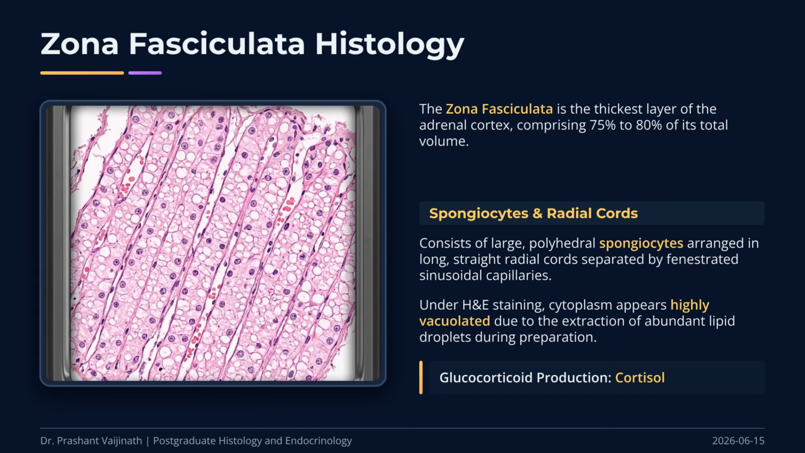The cytoplasm of these cells is rich in smooth endoplasmic reticulum and mitochondria with tubular cristae, characteristic features of steroid-secreting cells. Between the cords of spongiocytes, numerous fenestrated sinusoidal capillaries are present.